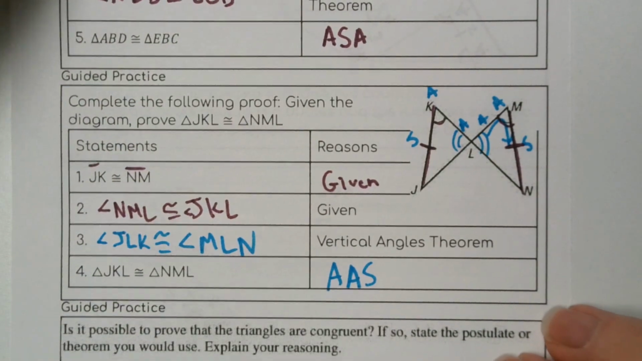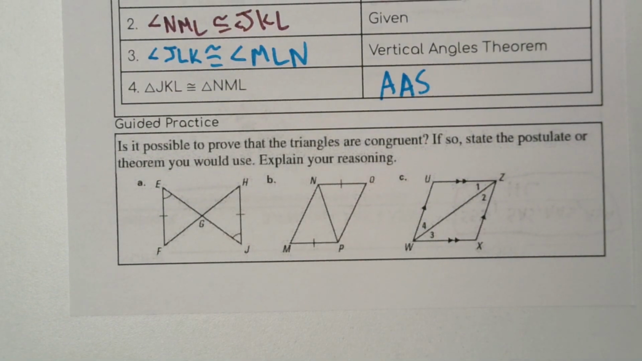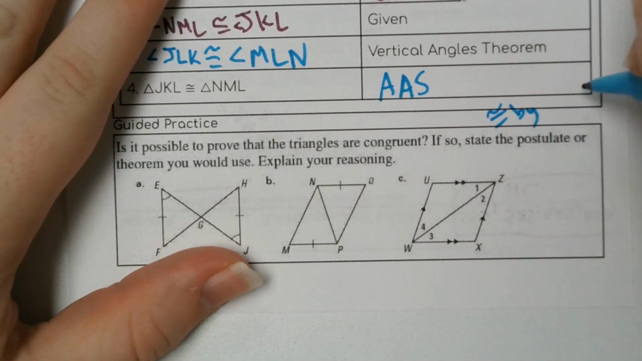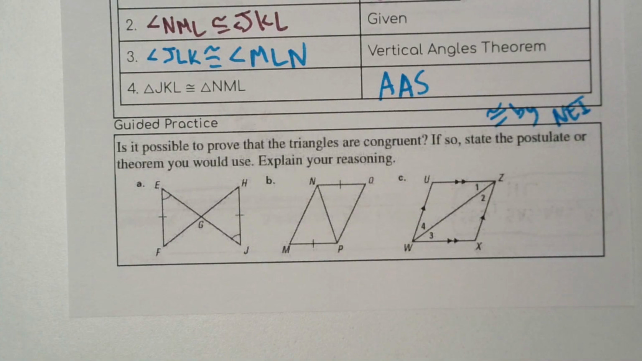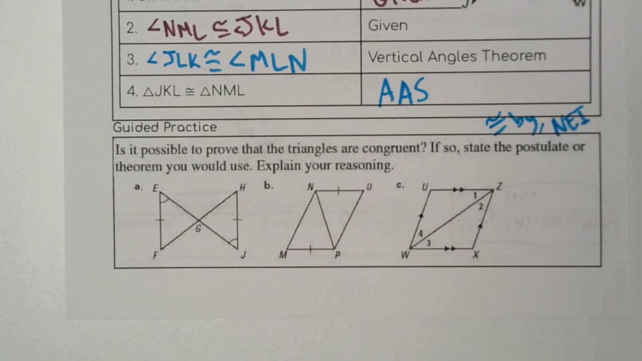Alright, on these ones, you are going to tell me whether these are congruent or not. So you're either going to write congruent by blah blah blah, or NEI for not enough information. Those are your two options for A, B, and C. Try it out. I'll give you a couple minutes.